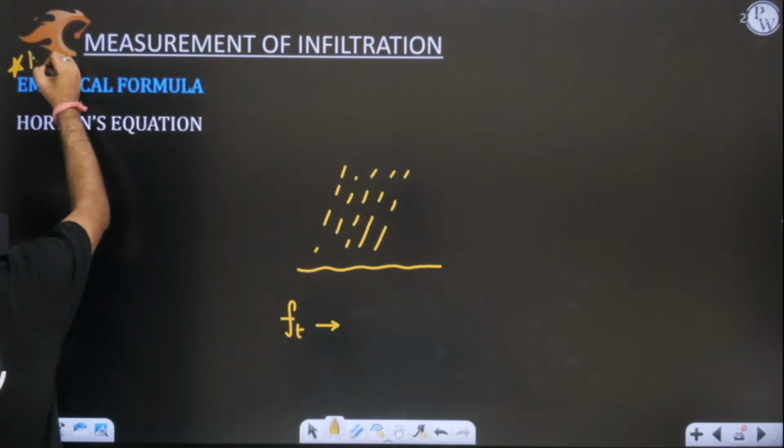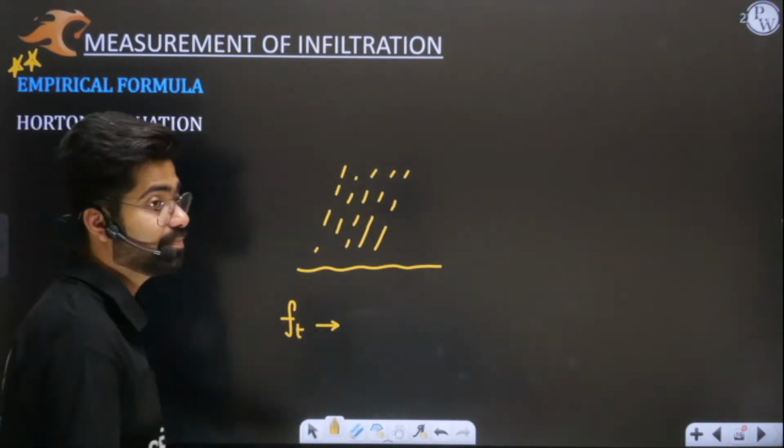Okay, what is the meaning of star? That can surely be asked in the GATE examination. It's very important. Very, very important.